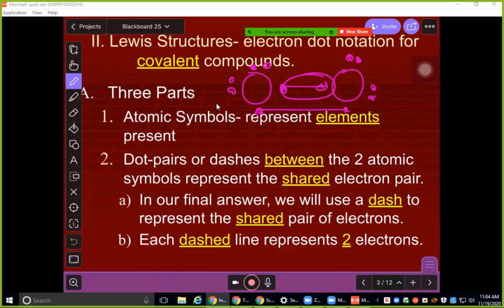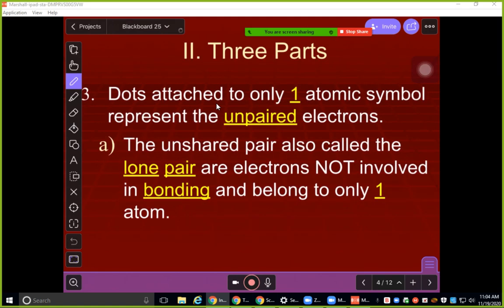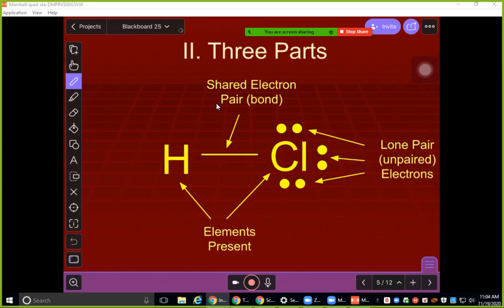So over here, these are your lone pairs. The extra dots that aren't getting shared, they're not getting bonded, those are going to be called lone pairs. That's one of your questions today. The unshared pair is also known as a lone pair, not involved in bonding and only belongs to one atom. Okay, sorry to read that to you.